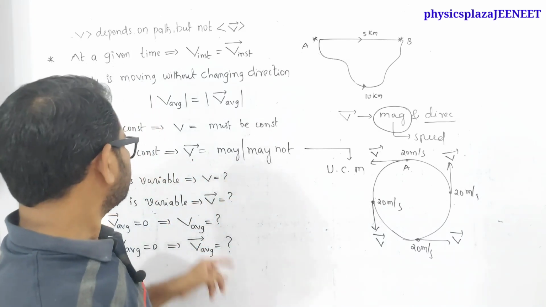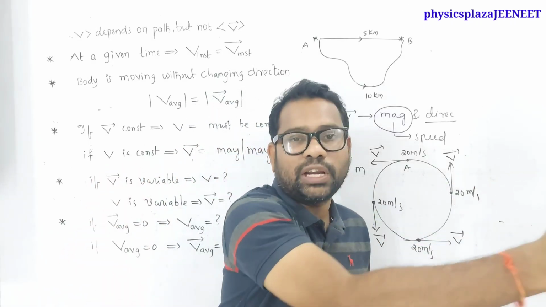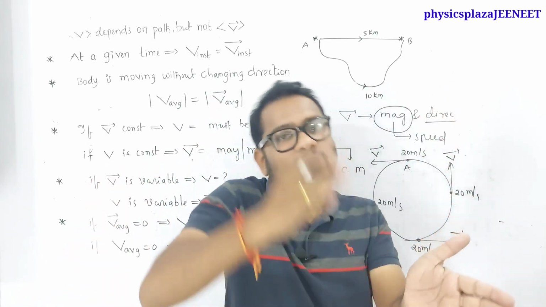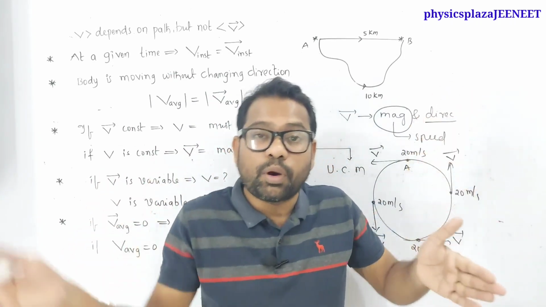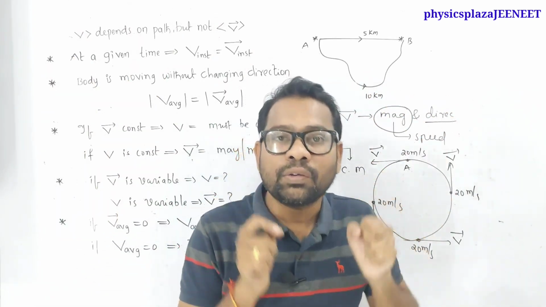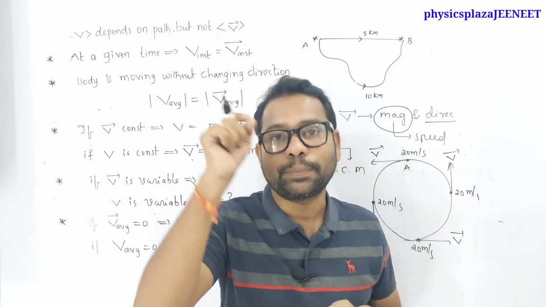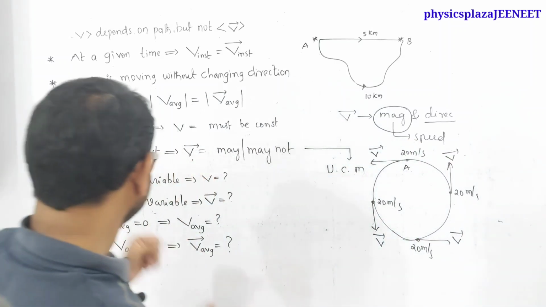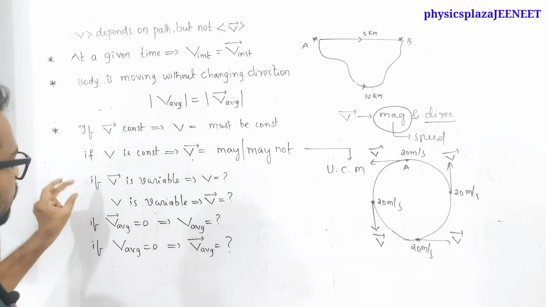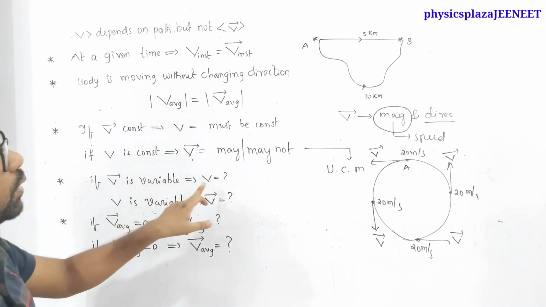You may get one doubt: sir, in which case may velocity be constant? If a body is going along a straight line path, speed remains constant, and velocity also remains constant. But whereas when a body is going along a circular path, children, speed remains constant but not velocity. Why? Because its direction keeps on changing. Clear? Fine.